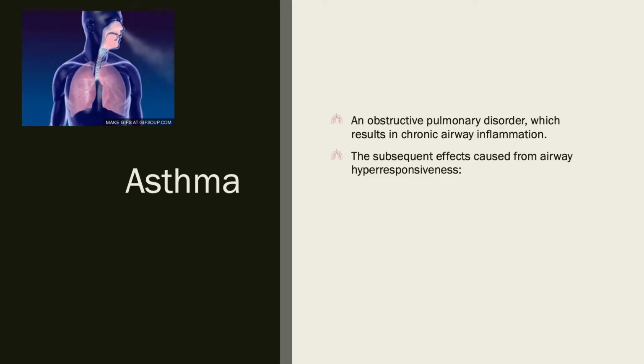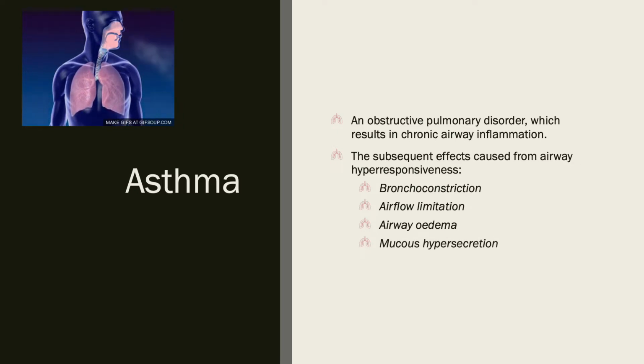Asthma is an obstructive pulmonary disorder which results in chronic airway inflammation. There are various causes for asthma, ranging from allergic asthma, exercise-induced asthma, to even occupational asthma. These are all characterized by a history of respiratory symptoms, such as wheezing and shortness of breath. This occurs as a result of exposure to a trigger, the consequent release of inflammatory mediators, which then induces airway hyperresponsiveness, causing bronchoconstriction, subsequent airflow limitation, airway edema, and mucus hypersecretion.